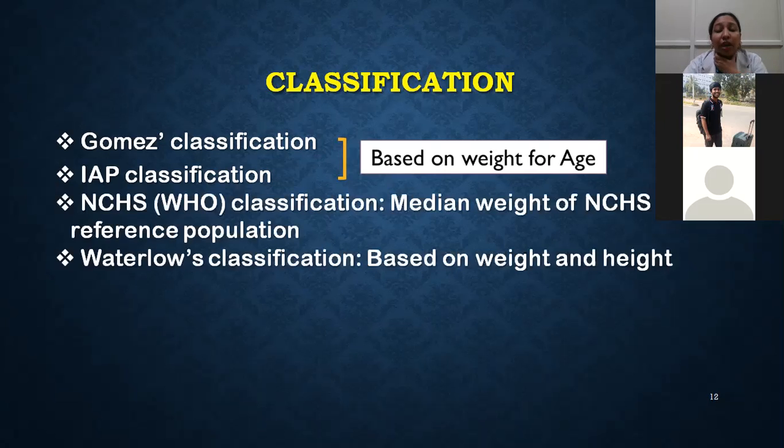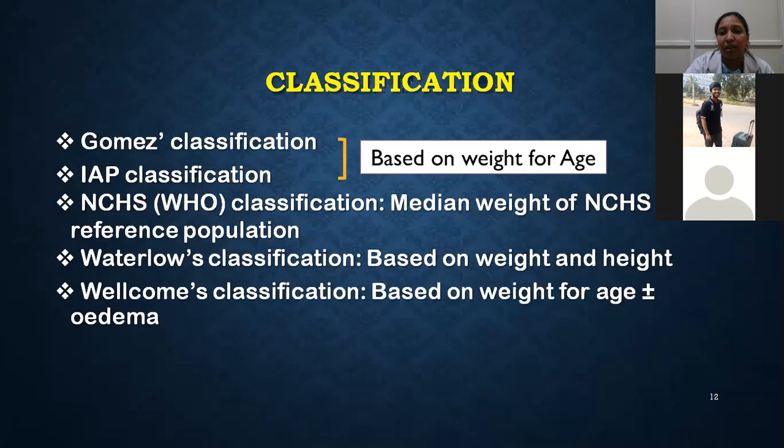And another one is the WHO classification, which is also called the NCHS classification, the National Center for Health Statistics. So here the median weight of the NCHS reference population is taken. So this is again considered the best indicator which we can use internationally. For any country, we can use this classification to classify the child as having normal or malnourished or overnourished or whatever.